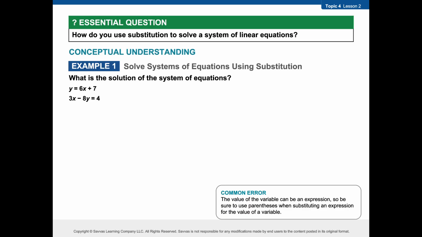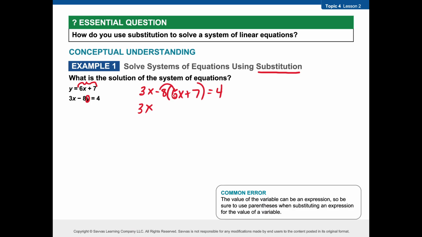In order to use substitution, you want one of the two equations to have a variable by itself. So it could either be x equals or y equals. This one has y equals, so we can go ahead and substitute the 6x plus 7 where the y is in that second equation. So this y is going to disappear and be substituted for what it equals on the top equation, which is 6x plus 7. You always want to make sure that you have the exact same variable. If you have two different variables, you substituted incorrectly.